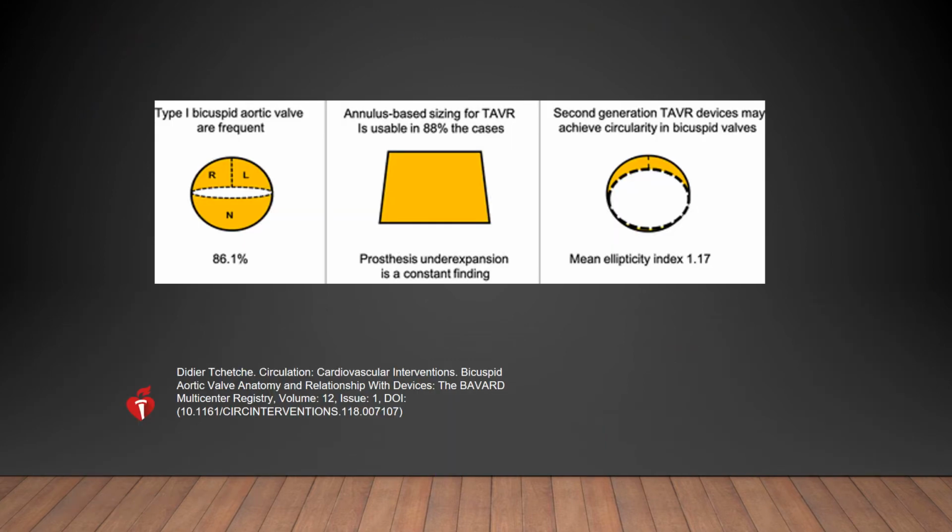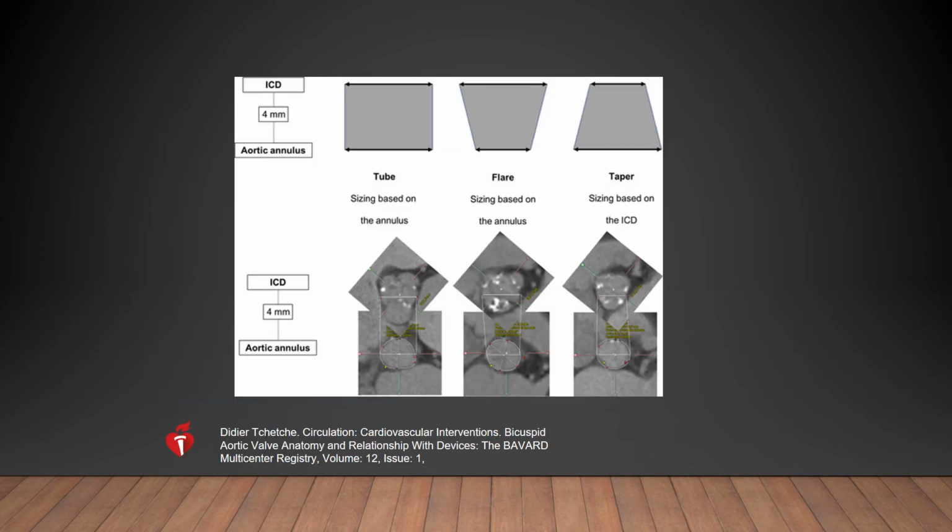This is a new concept that we need to start understanding: annulus-based sizing for TAVR is usable in 88% of the cases, and prosthesis under-expansion is a constant finding. Now, there is something known as a mean ellipticity index, which is something that we all have to understand, especially when it comes to bicuspid valve, and I'll tell you why that is important in the next slide.